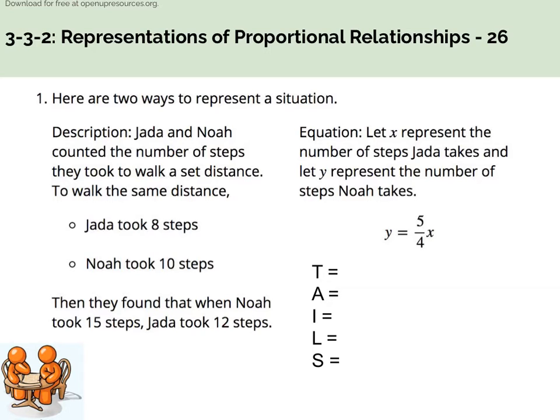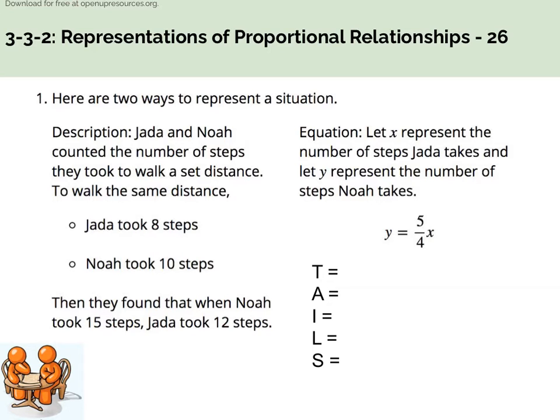On page 26, we have 2 representations. Here we have Jada and Noah. They count the number of steps. Jada took 8 steps, Noah took 10 steps, and then they found out that Noah took 15 steps and Jada took 12 steps. We can take this and put it into a table, and that same information ends up being y equals 5/4x. We're going to talk about the table and be able to graph them.